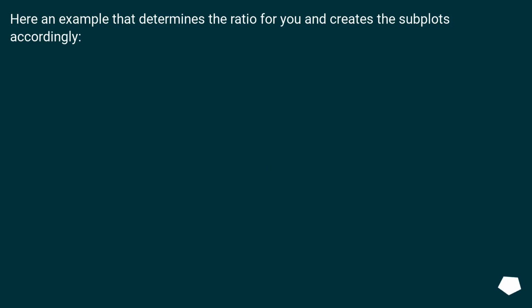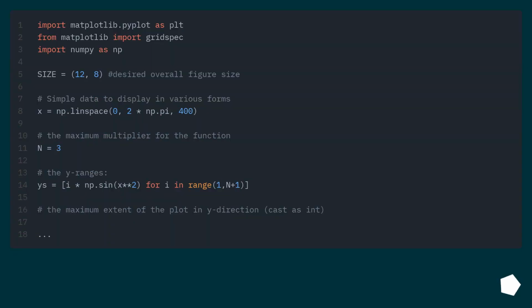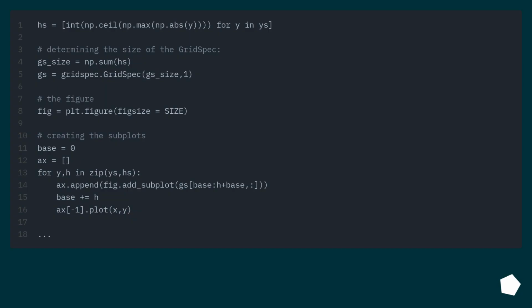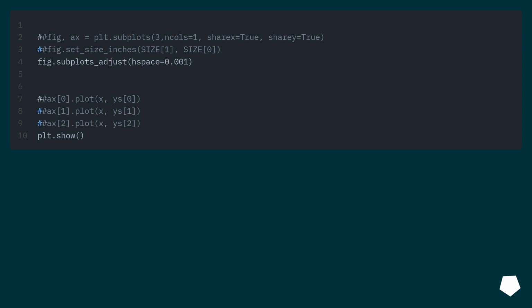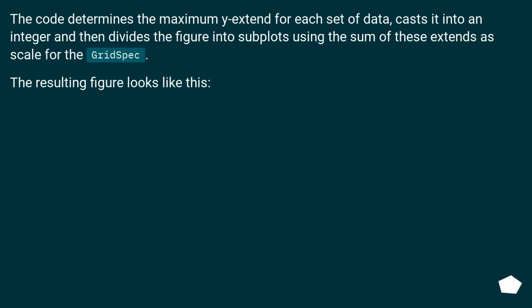Here is an example that determines the ratio for you and creates the subplots accordingly. The code determines the maximum y-extent for each set of data, casts it into an integer, and then divides the figure into subplots using the sum of these extents as scale for the gridspec. The resulting figure looks like this.